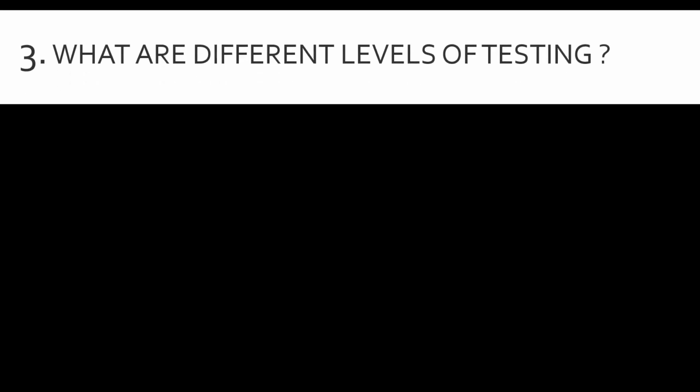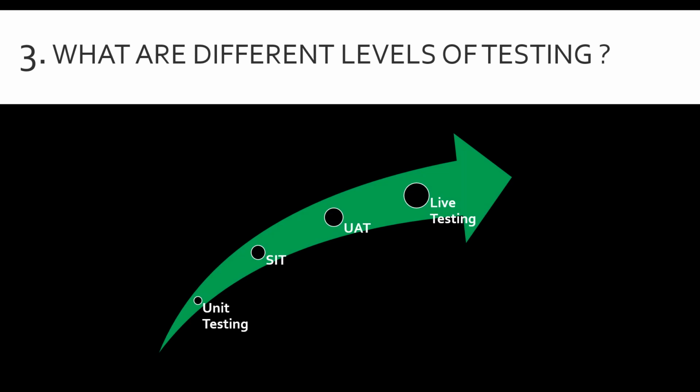Question number three: what are the different levels of testing? This is one of the questions asked to gauge your knowledge of different types of testing across the software development lifecycle. Let's look at it. I've summarized it in this particular diagram. The first level of testing is called unit testing, and it is done by the developers. Once they've written the code, they check if everything works fine as per the requirement.